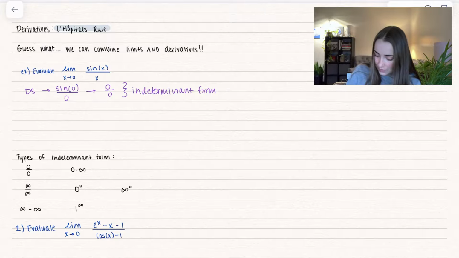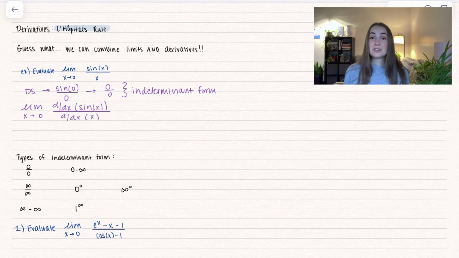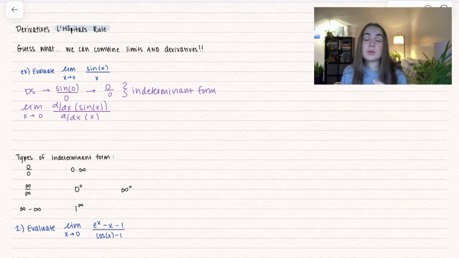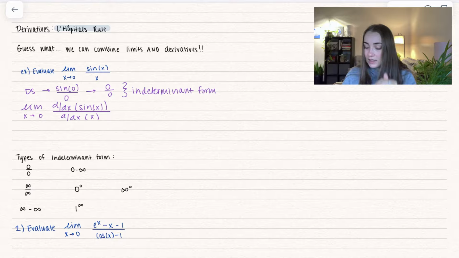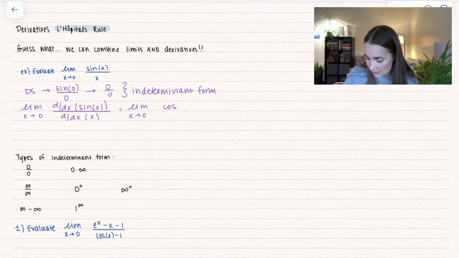So this means when we take the limit as x is approaching 0, what we do is we take the derivative, so d/dx, of the numerator, which is sine of x, and we also take the derivative of the denominator. Notice this is not quotient rule. We're not taking the derivative of the quotient. We're taking the derivative of the numerator, and we're taking the derivative of the denominator. That is very different. Here I get the limit as x approaches 0, and then the derivative of sine is cosine, and then the derivative of x is just 1.